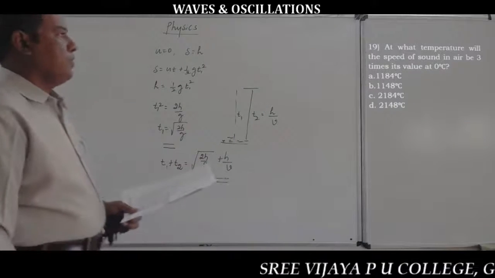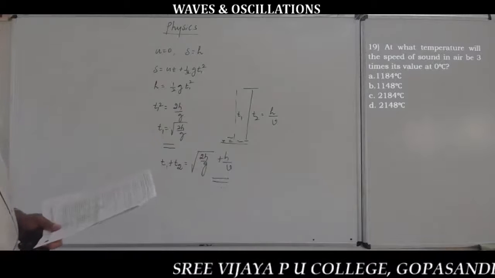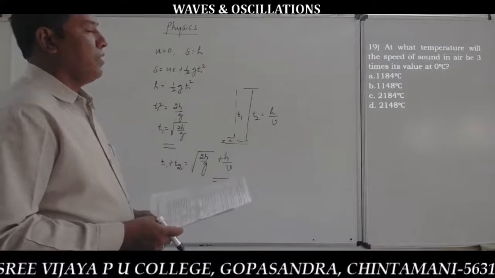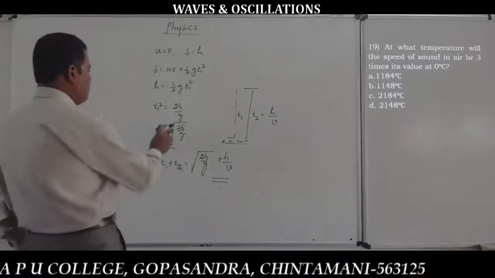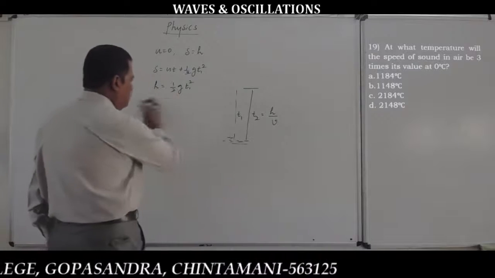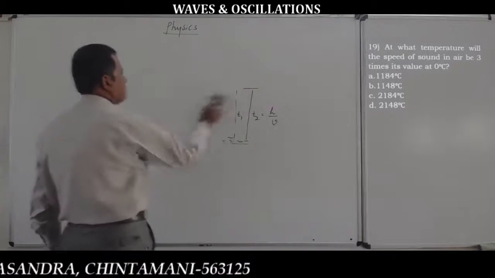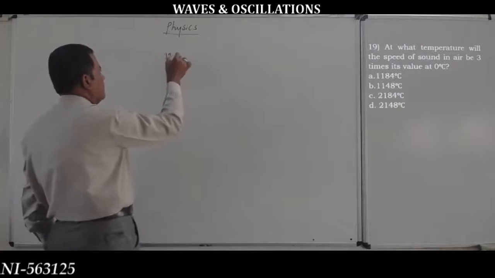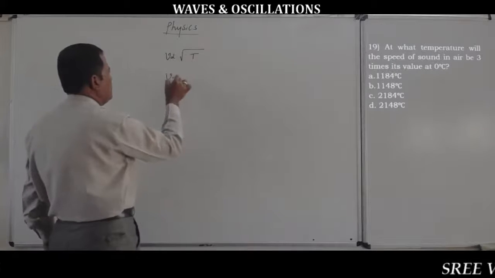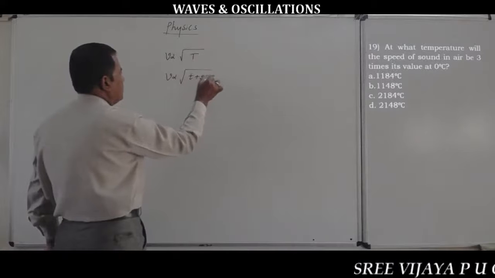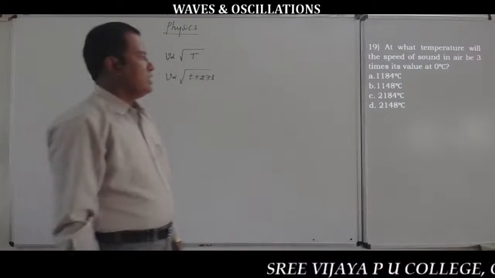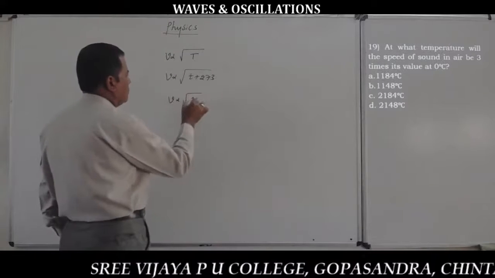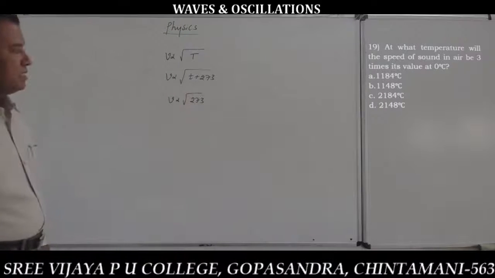At what temperature will the speed of sound in air be 3 times its value at 0 degree Celsius? So in the synopsis we have studied the effect of temperature on speed of sound in gaseous medium or in air medium. So V is directly proportional to square root of absolute temperature, T plus 273. Now let us consider at 0 degree Celsius, it is V proportional to square root of 273, because small t is taken as 0.